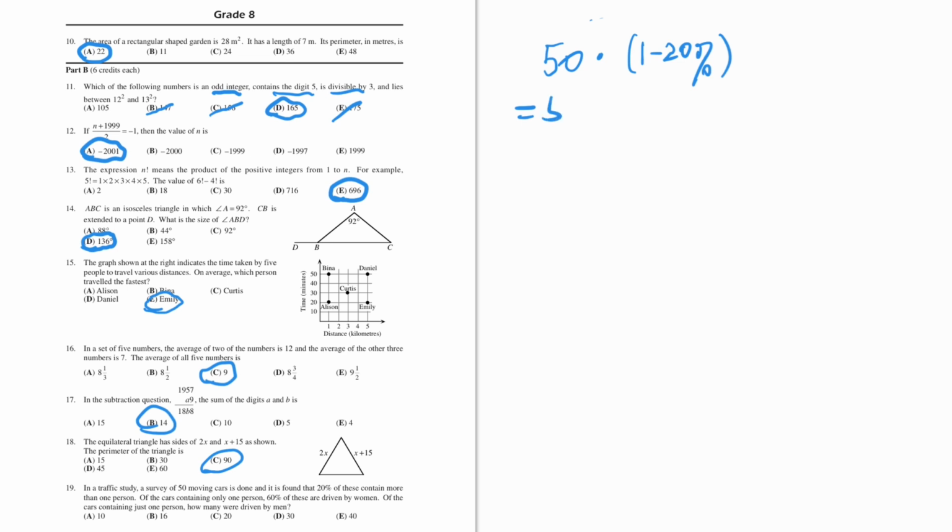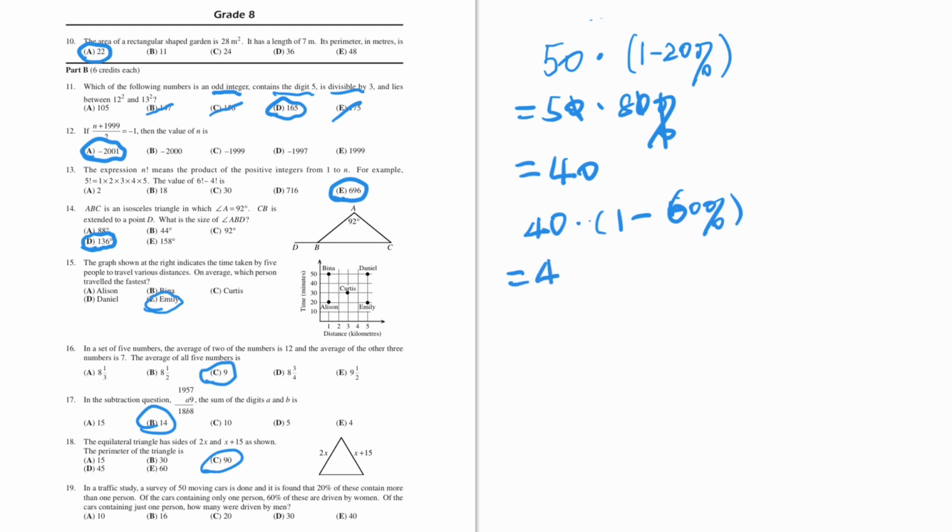The total equals 50 times 80%. Percent cancel, 20 equals 40 cars. 40 cars contain one person. In these 40 cars, 60% are driven by women. So what percent are driven by men? 1 minus 60%, that's 40% driven by men. 40% of the 40, that's 40% times 40. Percentage cancel, 20 equals 16. That means 16 cars are driven by men, so the answer is 16.